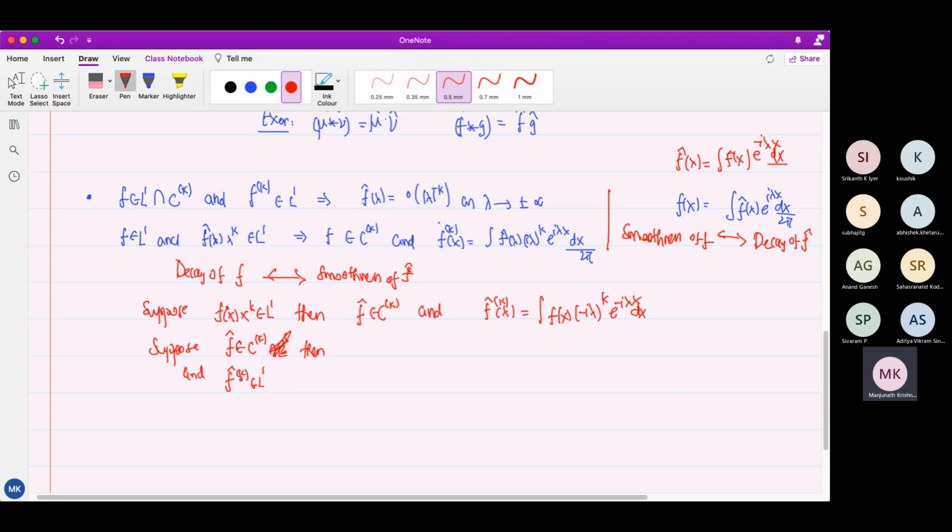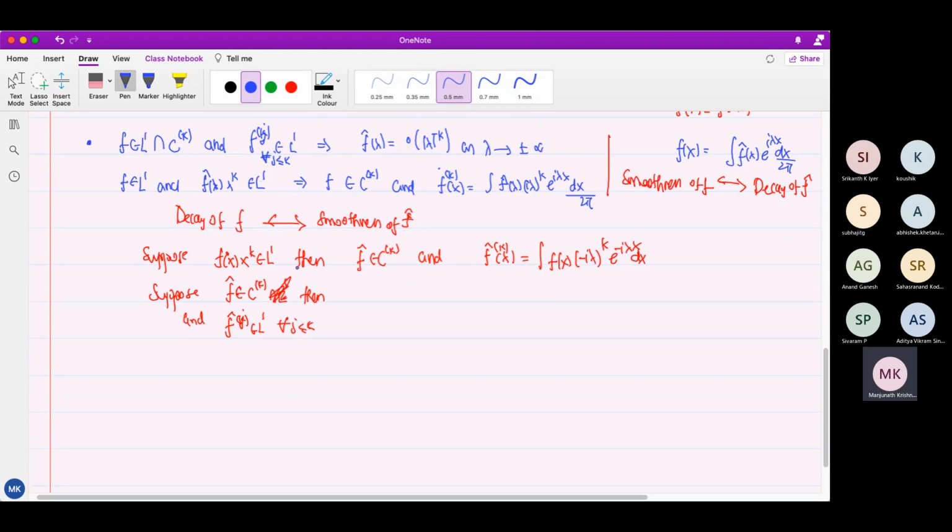Okay, and I don't mean just f hat, let's just assume f hat j in L1 for all j less than or equal to k. I think here also I should state it that way actually. f hat j in L1 for all j less than or equal to k. I think better to state like that, that all those are in L1. So then we will get that f is little o of mod x to the power minus k as x goes to plus minus infinity.